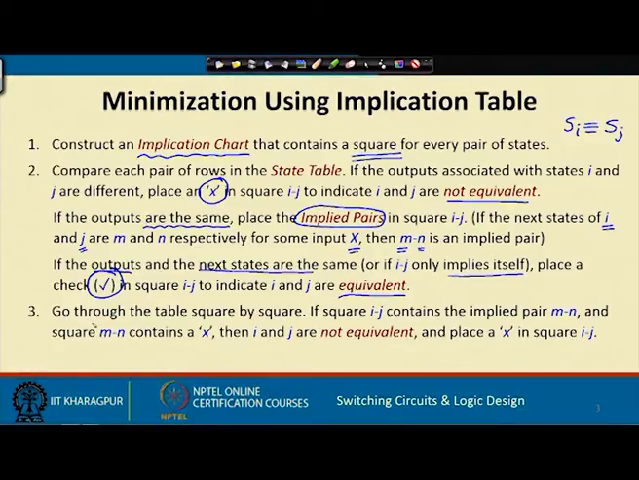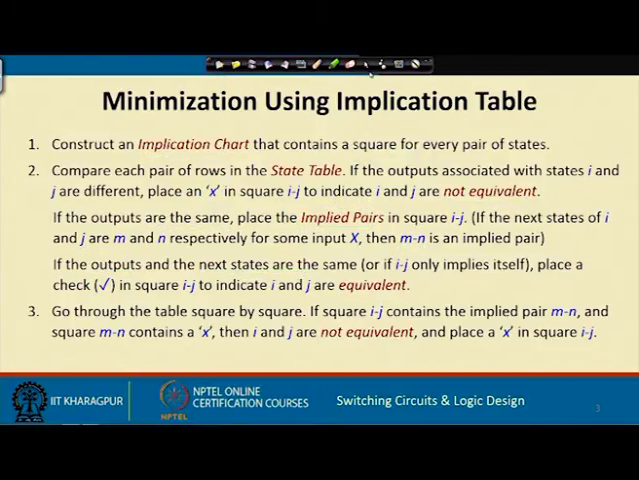So, we repeat this for all the squares, going through the table square by square. If a square i-j contains the implied pair m-n, and in the implication table the square for m and n has an x, which means m and n are known to be not equivalent, then you can put an x in the square. You can mark them as not equivalent.